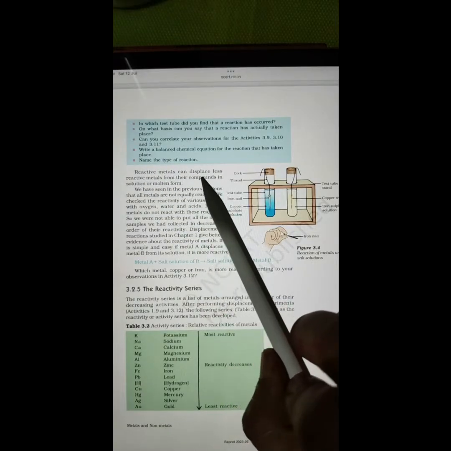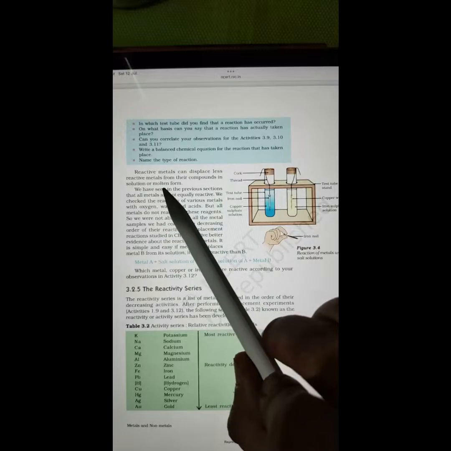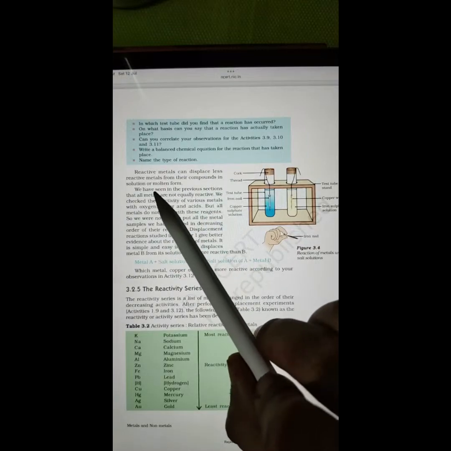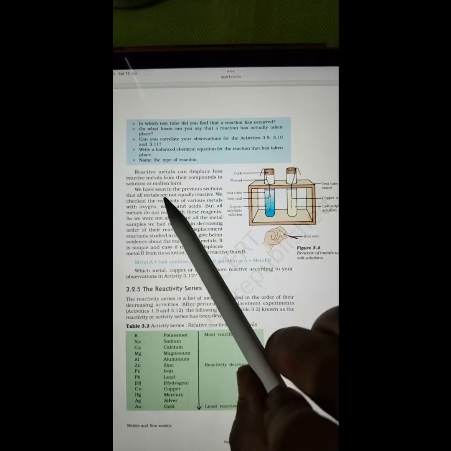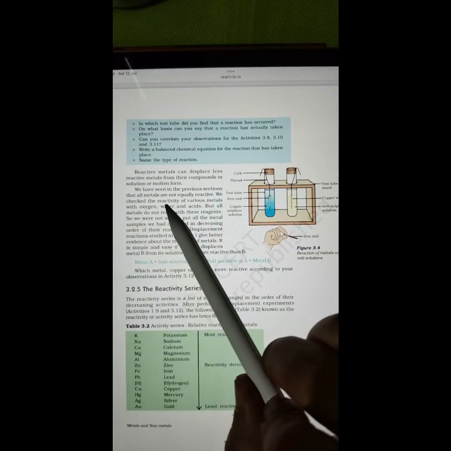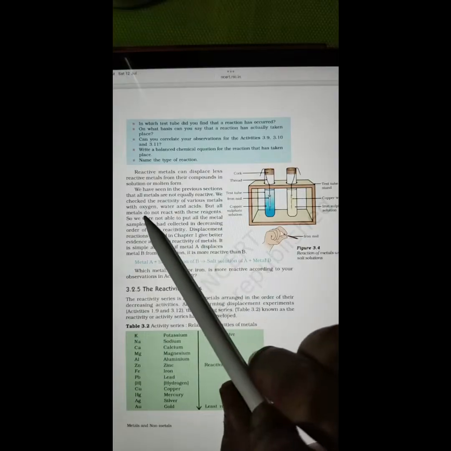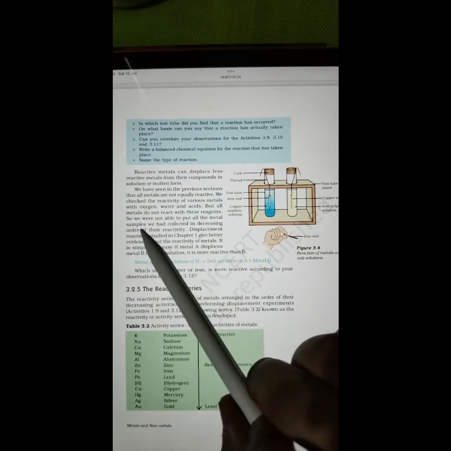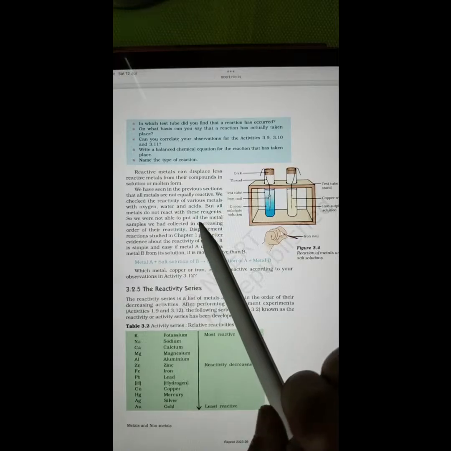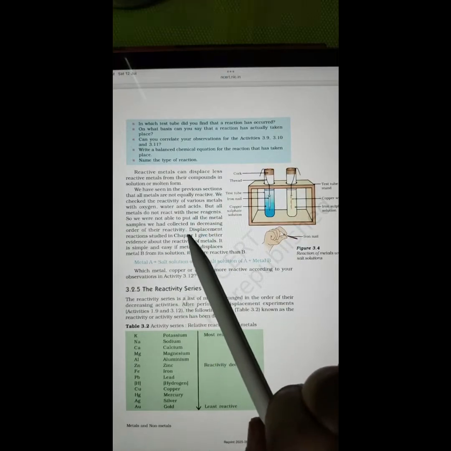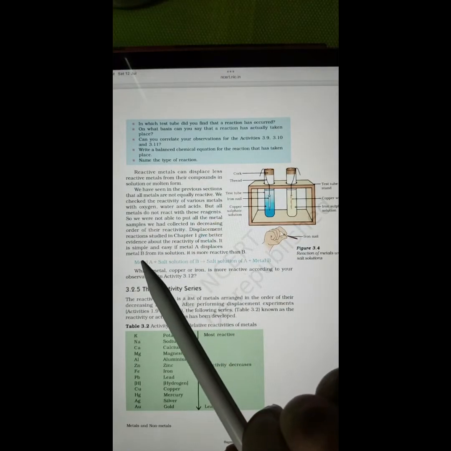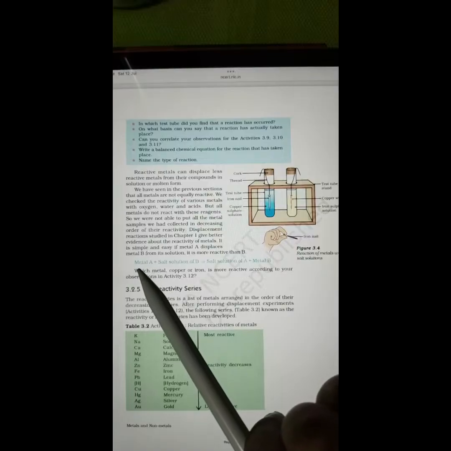Reactive metals can displace less reactive metals from their compounds in the solution or molten form. We have seen in the previous sections that all metals are not equally reactive. We checked the reactivity of various metals with oxygen, water, and acids, but all metals do not react with these reagents. So we were not able to put all the metal samples we had collected in decreasing order of their reactivity.